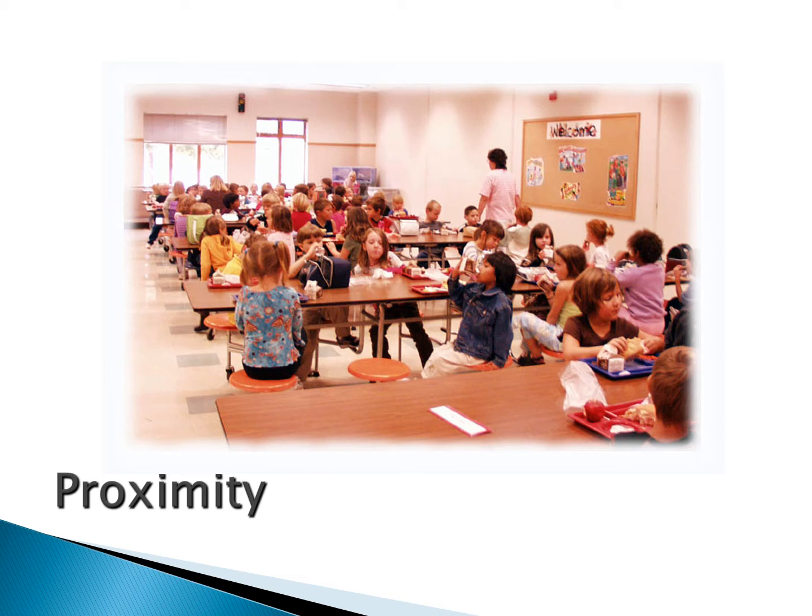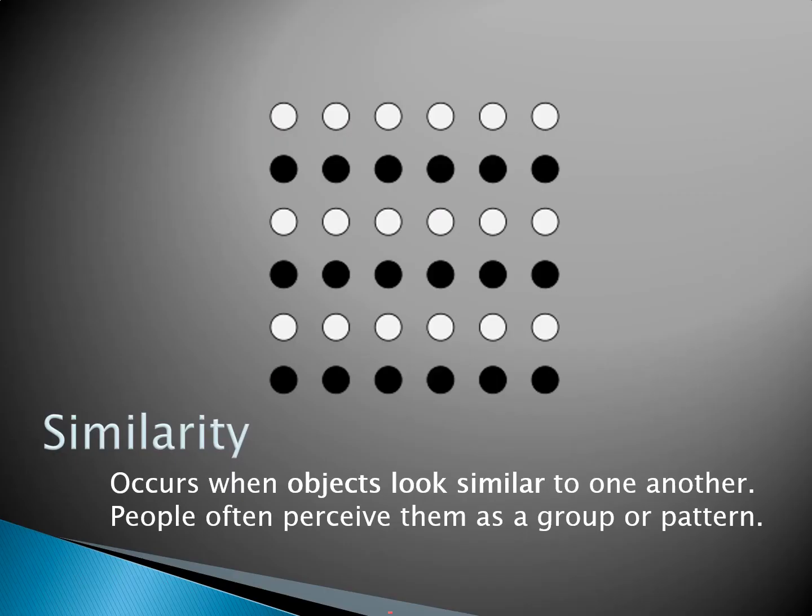Example could be like a cafeteria, right? We tend to group the people sitting by each other together. The next one's similarity, right? This occurs when objects look similar to one another. People often perceive them as a group or a pattern.